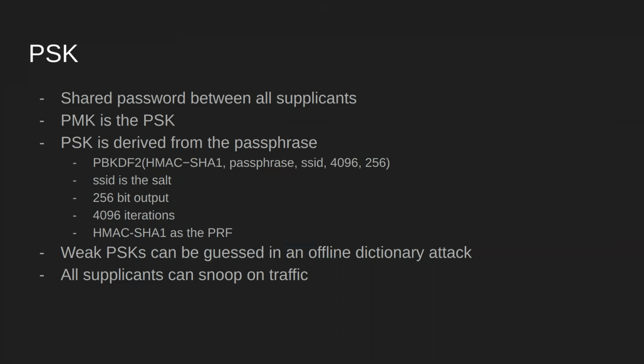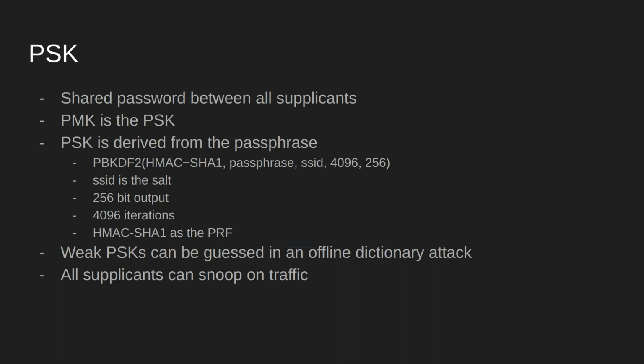So both the access point and the clients are aware of the password, and then they derive the PSK, which is the PMK, and then they go through the four-way handshake to generate the PTK, and then the access point sends over the GTK.